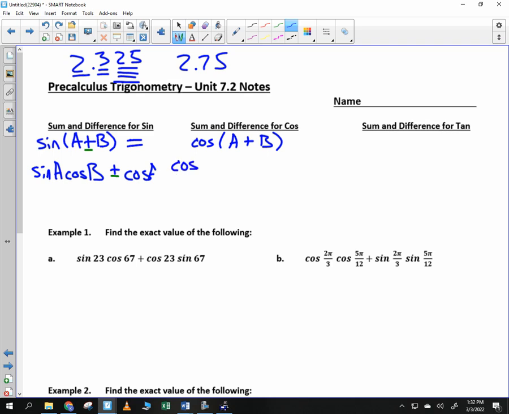All right, so we have cosine of A times the cosine of B, and instead of plus, it's minus sine of A times sine of B.